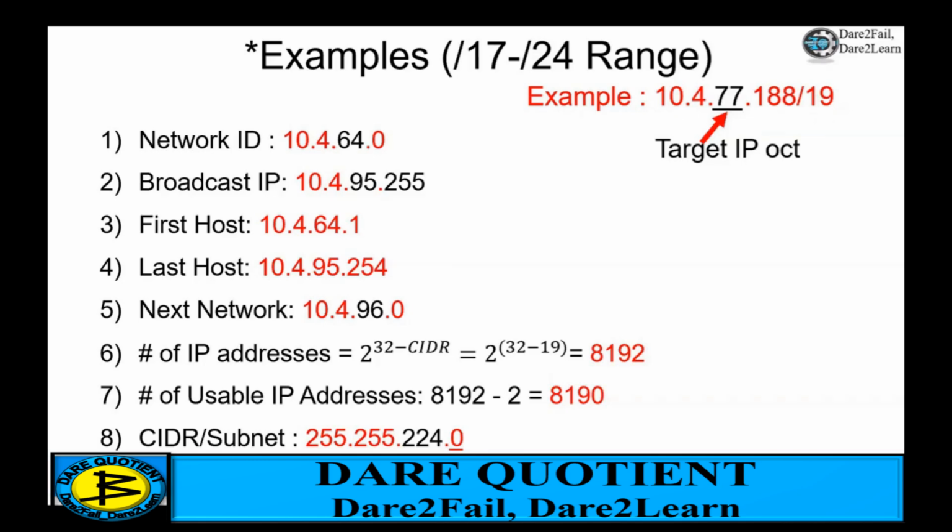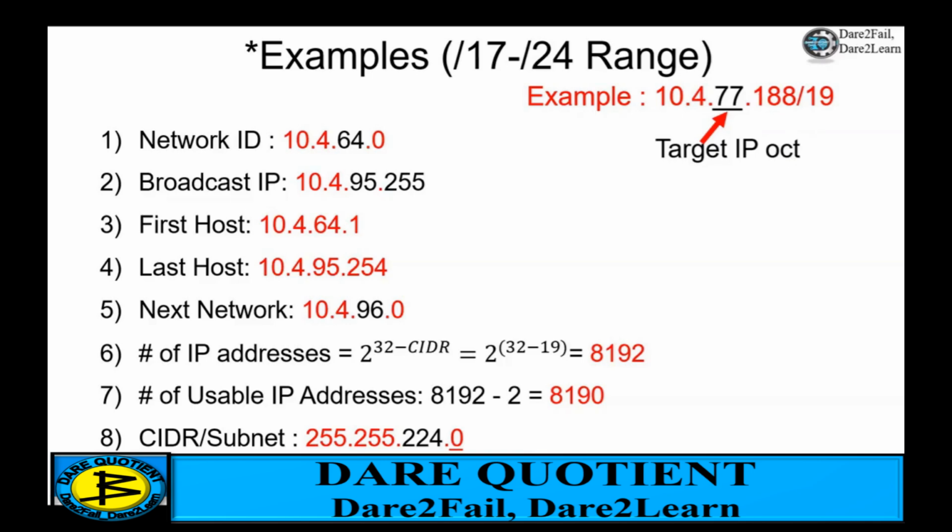10.4.77.188/19. So matching this CIDR to the cheat sheet, you realize the /19 is on the third octet. So a /19 is on your third octet, and that makes this one your target IP octet. So 77 becomes your area of focus. So as such, you can get the number of addresses.